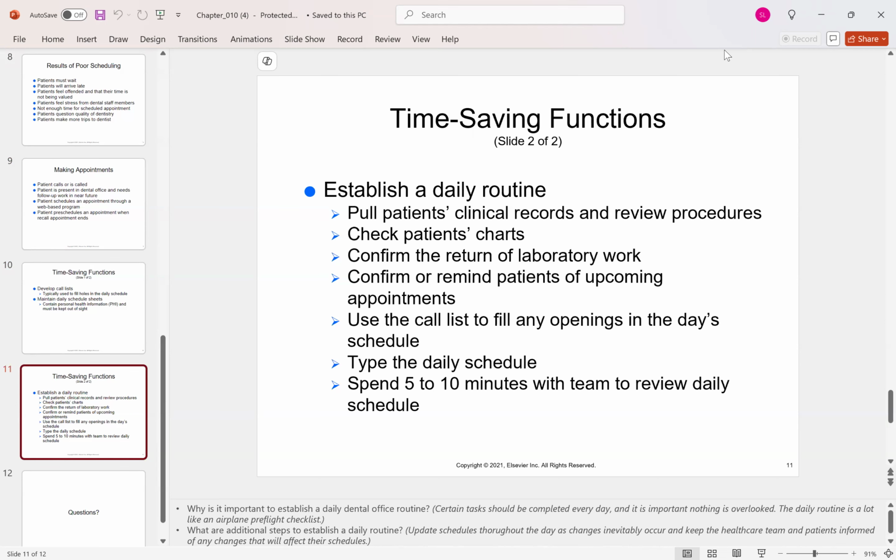We want to confirm or remind patients of upcoming appointments in the way that they like to be reminded. So if they want a phone call or a text message or email, we will do that. We will use the call list to fill any openings in the day's schedule. We are going to type a daily schedule so we can pass that out to members of the staff. And then every day, typically, we have a 5 to 10 minute huddle. What we're going to do there is just review the schedule and kind of look at where everyone's going to be throughout the day and at the patients that are coming in to prepare.